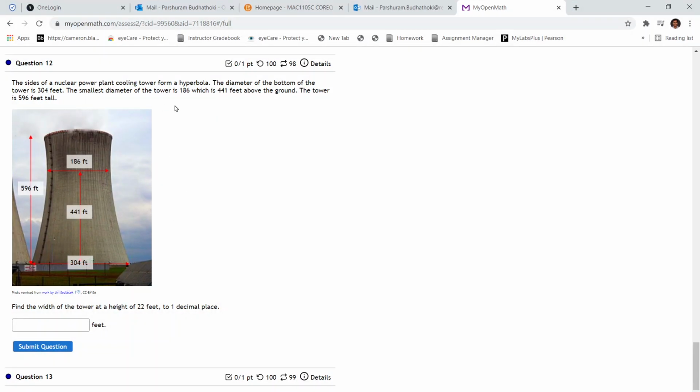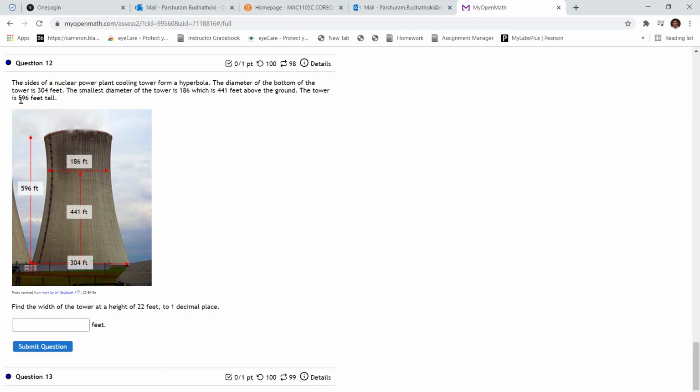Okay, so this is the problem from section 9.2. The sides of a nuclear power plant cooling tower form a hyperbola. The diameter of the bottom of the tower is 304 feet. The smallest diameter of the tower is 186 feet, which is 441 feet above the ground.